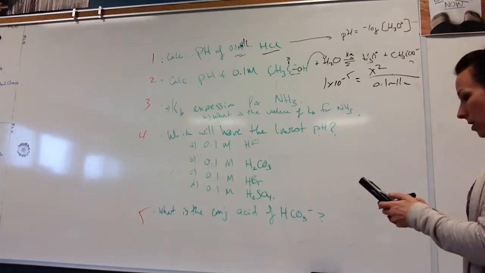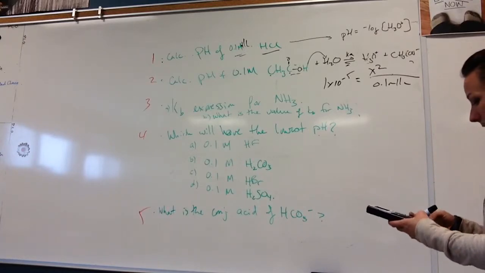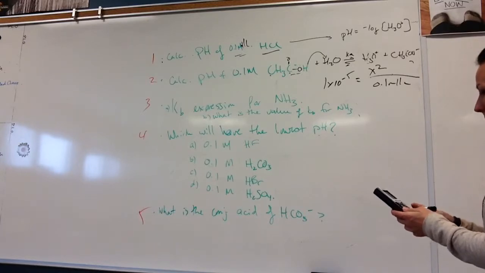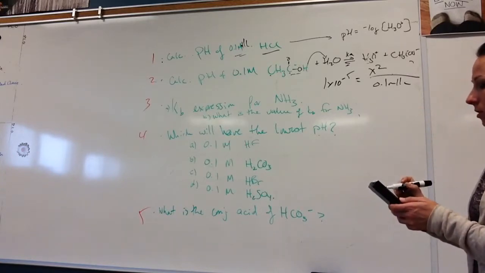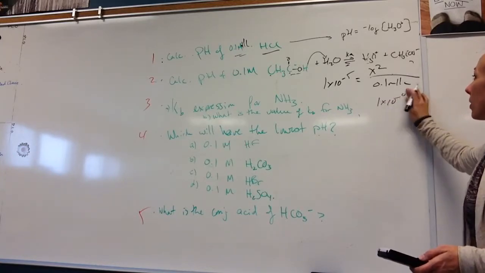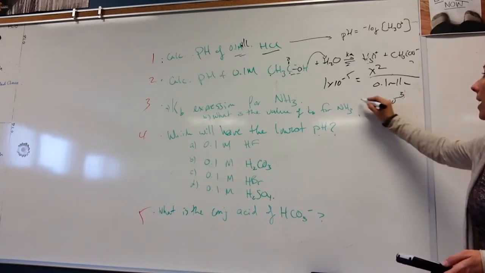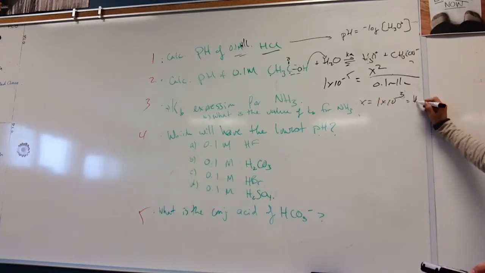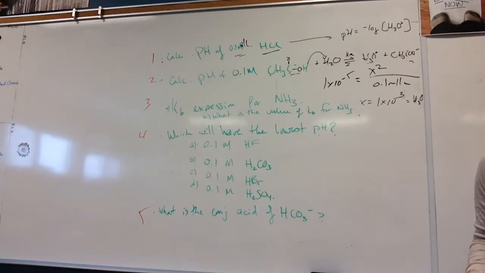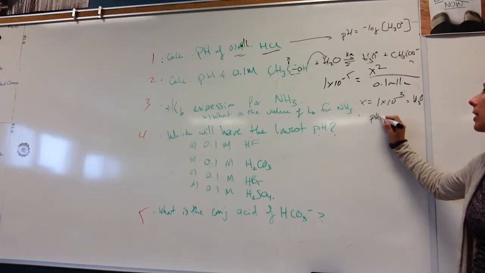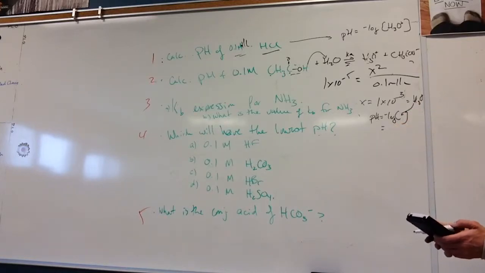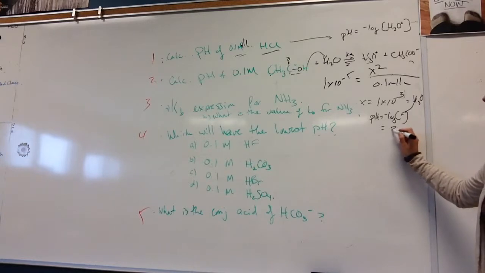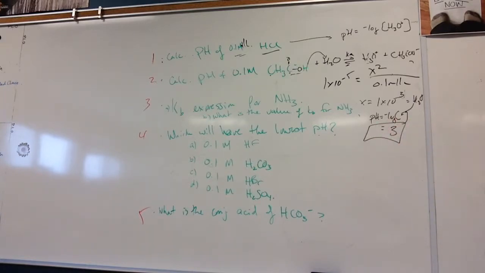And now I go 1 times 10 to the power negative 5, or e negative 5, times 0.1, and the square root of that answer is 1 times 10 to the power negative 3. That is my x. And what is my x? H3O plus. Remember this? Yes? And now I've got an H3O plus, and now I can plug it in to pH equals negative log H3O plus. So if I take the log of my answer that I just had, I get that the pH is 3. It's a weak acid.